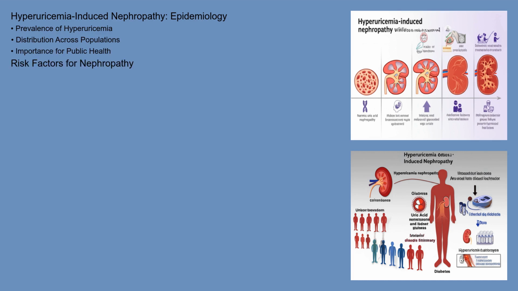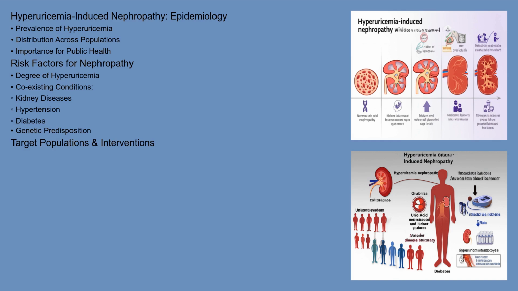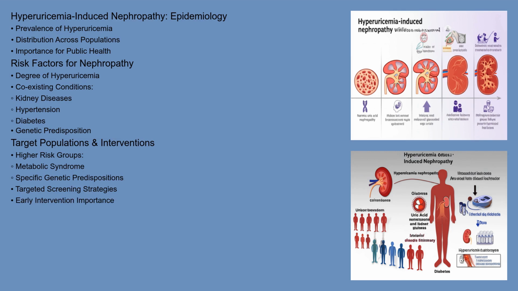Understanding the epidemiology, or the prevalence and distribution, of hyperuricemia-induced nephropathy is crucial for public health efforts. Hyperuricemia itself is quite common, affecting a significant portion of the adult population, particularly men and older individuals. However, not everyone with hyperuricemia develops kidney disease. The risk of nephropathy is influenced by factors like the degree of hyperuricemia, the presence of other kidney diseases, high blood pressure, diabetes, and genetic factors. Certain populations, such as those with metabolic syndrome or specific genetic predispositions, are at a higher risk. Understanding these risk factors allows for targeted screening and early intervention strategies.